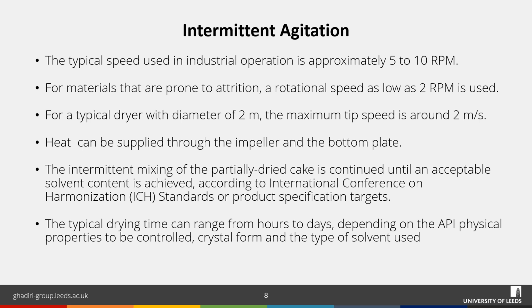During the agitation, heat can also be supplied through the impeller as well as the bottom plate. The intermittent mixing can be continued until an acceptable level of solvent content is achieved according to the ICH standards or product specification targets. This can take from hours to days, depending on the API physical properties to be controlled, the crystal form, and also the type of solvent used.